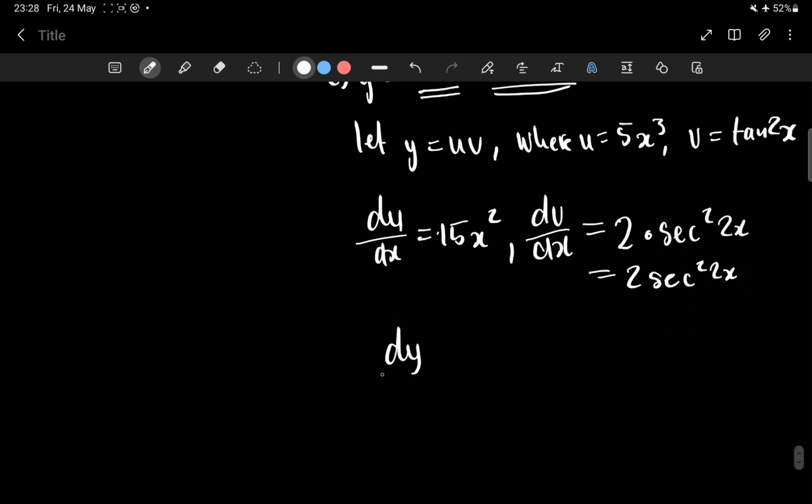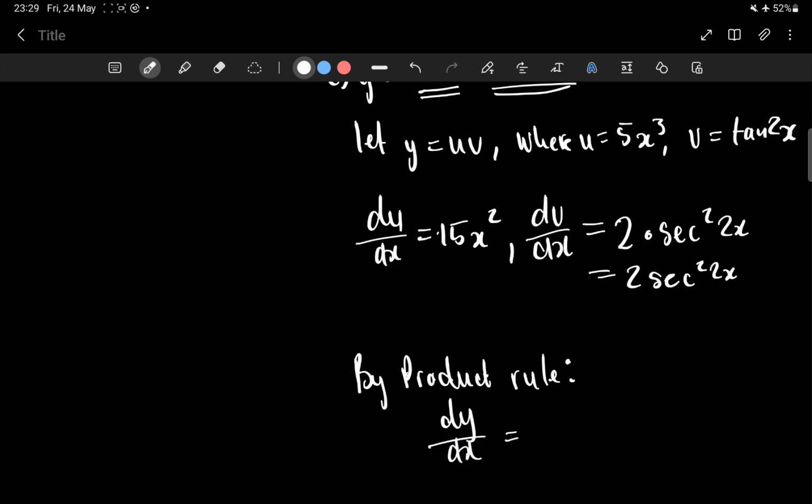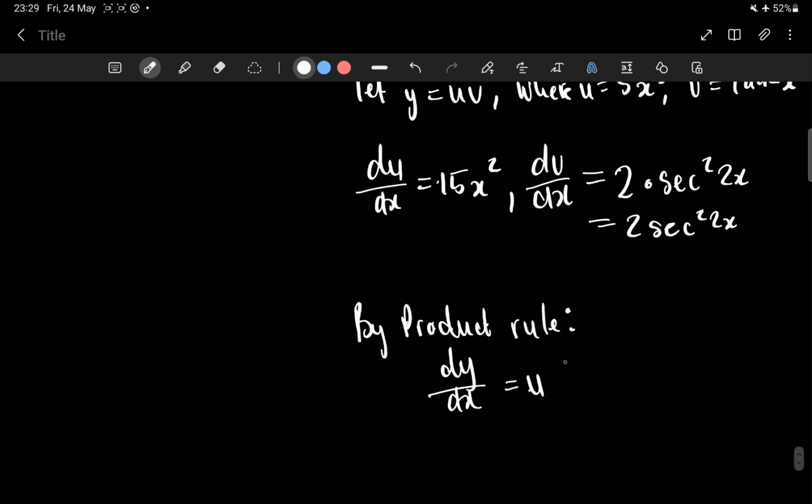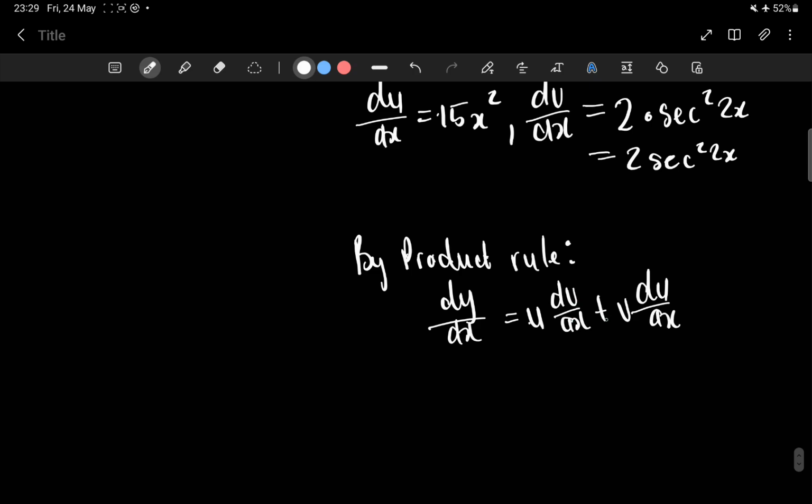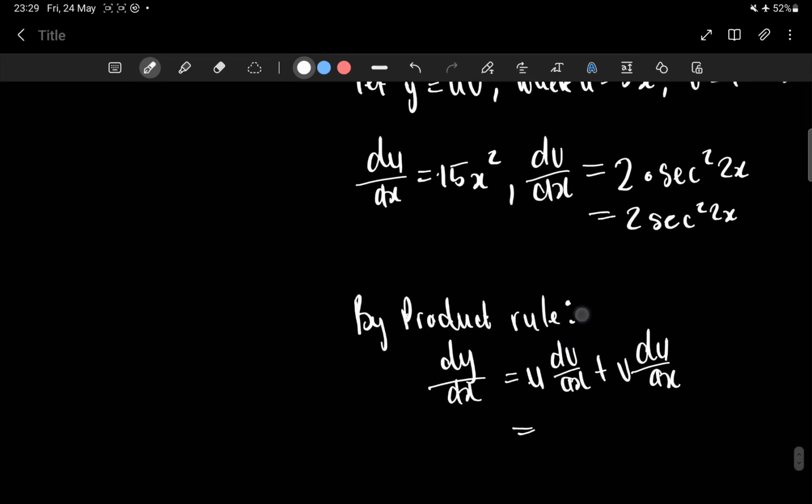So this becomes 2 sec squared 2x. And now we can say that our dy dx, by product rule, is equal to u times dv dx plus v times du dx. Okay, the first times derivative of the second plus the second times derivative of the first. The derivative of the first, you just differentiate it. So what is u? It is 5x cubed.